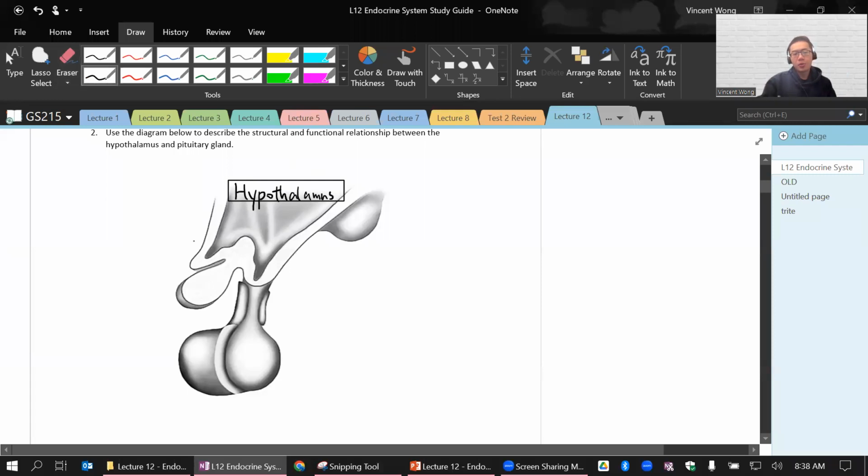And you can also tell which one is the anterior and posterior by looking for the optic chiasma. Right? Optic chiasma is always at the front, on the anterior end. Okay, so over here, that is the anterior pituitary. I'm just going to put AP. And this is the PP, posterior pituitary.